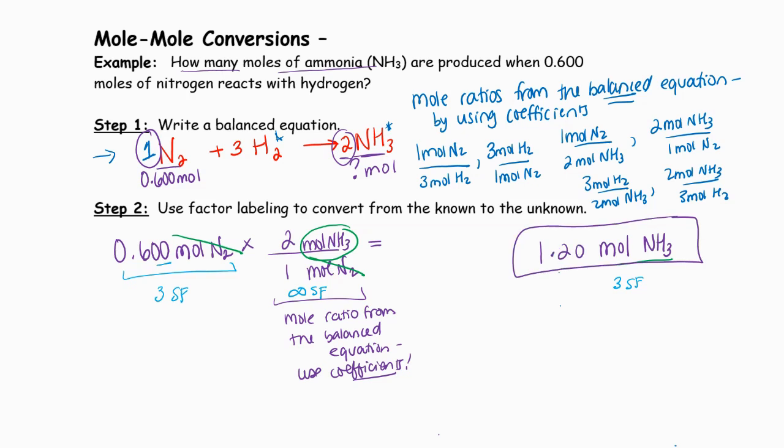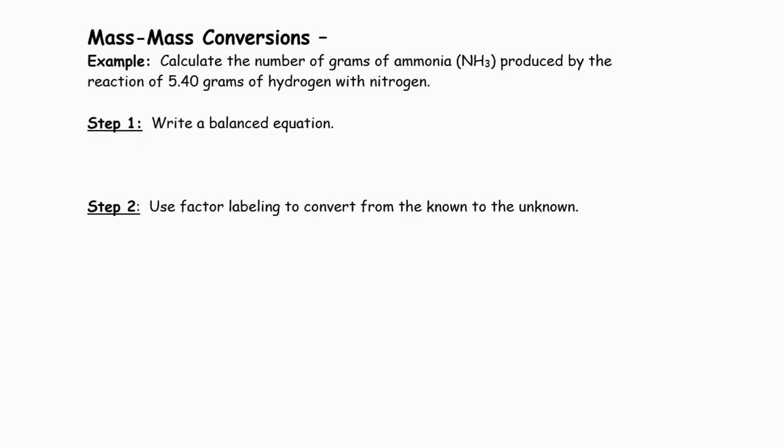So you've done your first stoichiometry problem. Now let's do something that's a little more complex. This was starting with moles, ending with moles. Now we're going to start with mass and end with mass. It says calculate the number of grams of ammonia produced by the reaction of 5.4 grams of hydrogen with nitrogen. It's our exact same balanced equation that we had in the first example, so we're just doing different numbers here. We still have a synthesis reaction: 1 N2, 3 H2s yields 2 NH3.